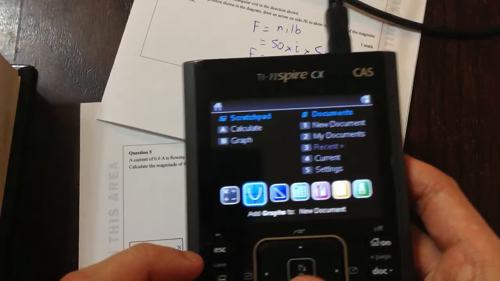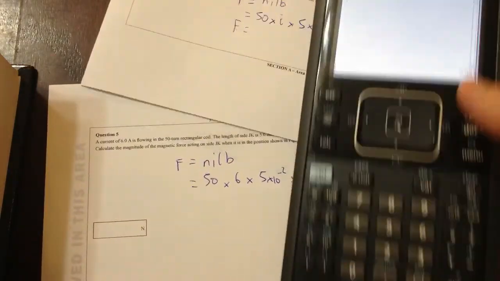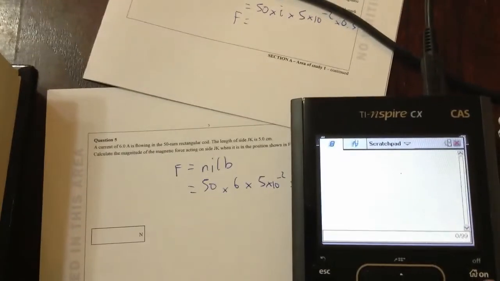I don't know what I did, but hopefully that'll work. Now I can do some of these. Sorry, the camera's playing up a bit.